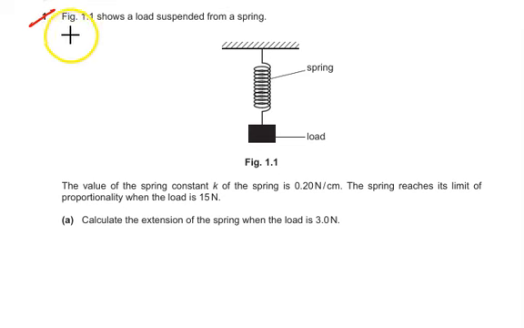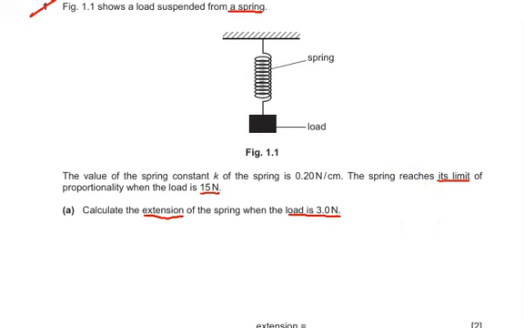Okay, first question. Figure 1.1 shows a load suspended from a spring. Okay, this is the spring, this is the load. The value of the spring constant K of the spring is 0.2 Newton per centimeter. The spring reaches its limit of proportionality when the load is 15 Newton. Okay, calculate the extension of the spring when the load is 3 Newton.